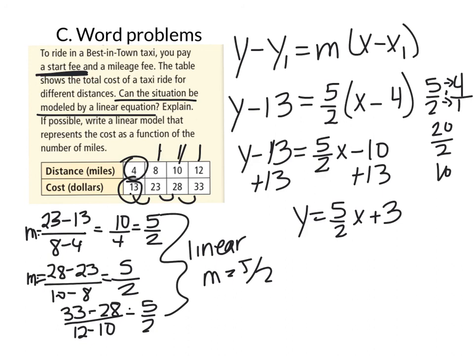$3. Our start fee is $3, and our mileage fee is 5 halves, which reduces to 2.5. So it's $2.50 per mile, starting with a $3 start fee, and that's how taxis work.